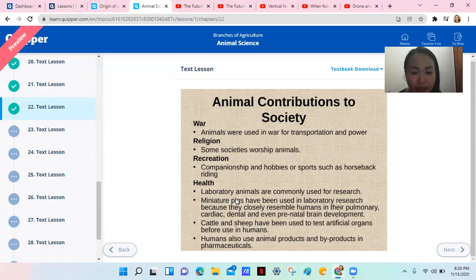And for health as well, we use laboratory animals for research, miniature pigs for laboratory research, because they closely resemble humans in their pulmonary, cardiac, dental, and even prenatal brain development. We also use cattle and sheep for testing artificial organs before using humans, and also animal products and byproducts in pharmaceuticals. So we have the placenta soap, for example.